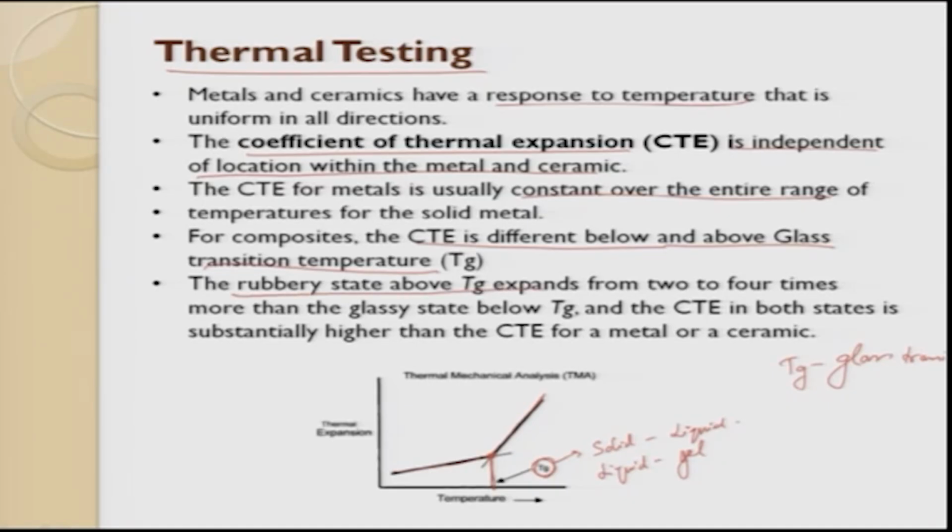The rubbery state above Tg expands between 2 to 4 times more than the glassy state below Tg. So if your service condition goes higher than this, you are going to see a failure. So what happens when this thermal expansion is more? When the temperature goes high, the tensile strength goes low. So this is a very disastrous thing.